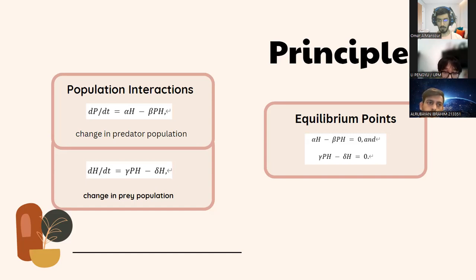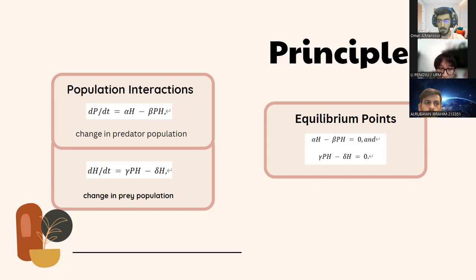The change in the predator population over time can be expressed as dP/dt equals alpha H minus beta P H, where alpha is the efficiency with which the predators convert prey to new predators, and beta is the speed with which the predators consume prey.